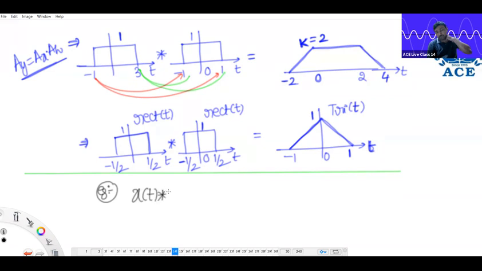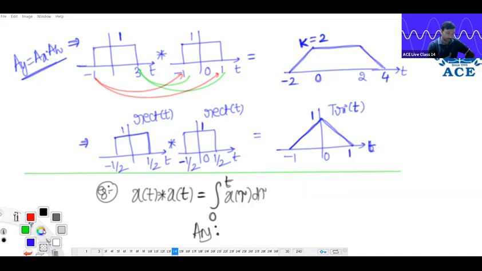Everyone be ready to answer me this question. When you convolve the signal with itself, the answer equals the integration of that function. This property is satisfied by which standard signal? Impulse, step, or ramp. Which signal obeys that property?